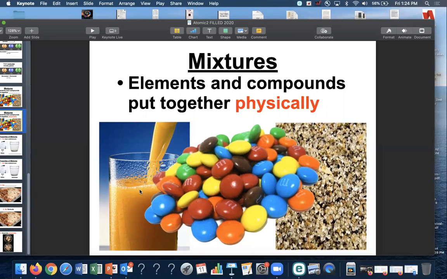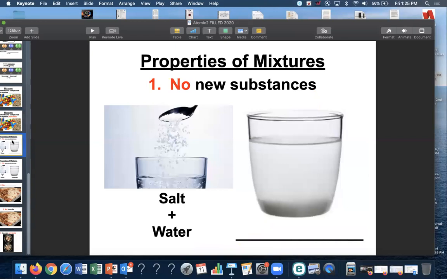Or with the orange juice, if you needed to extract the water from that, you could, and then you would have orange juice concentrate left in the glass, and then you can get that water back out of it. So much simpler to separate mixtures versus compounds. So one property of a mixture is you don't get anything new.